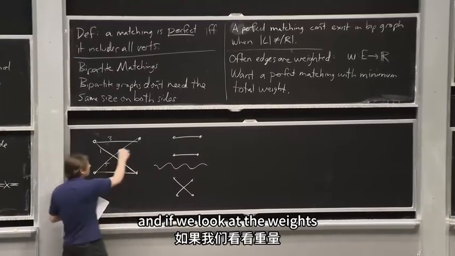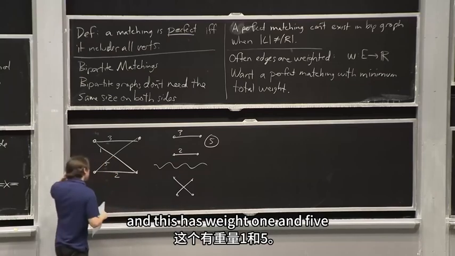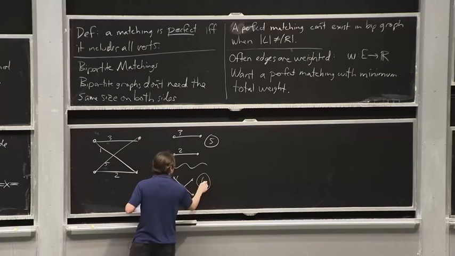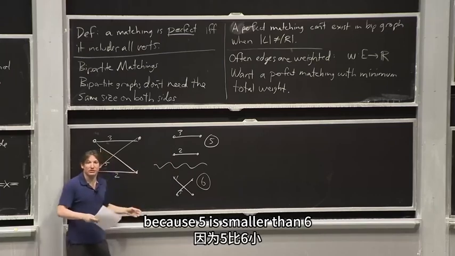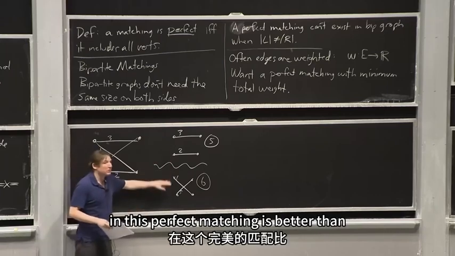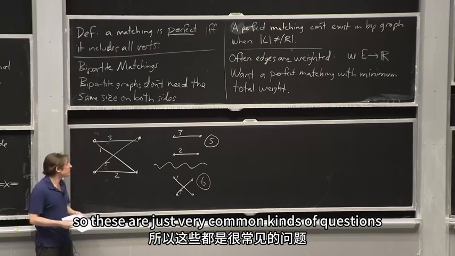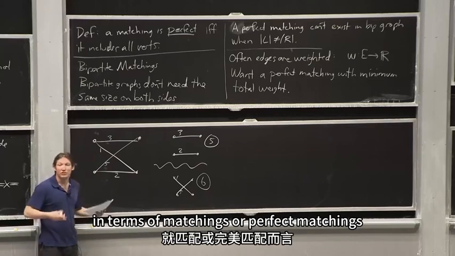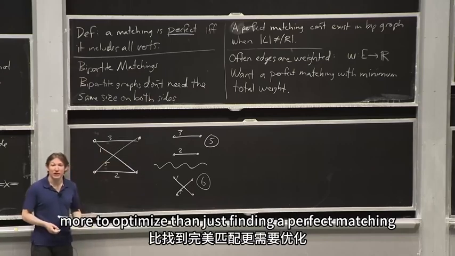And if we look at the weights, well, this has weight 3 and 2, so this has total weight 5. And this has weight 1 and 5, so this has total weight 6. So you'd prefer this one to that one because 5 is smaller than 6. The total weight in this perfect matching is better than the total weight in this perfect matching. Right? So these are just very common kinds of questions that you find yourself asking when you're modeling something in terms of matchings or perfect matchings. Often there's more to optimize than just finding a perfect matching.